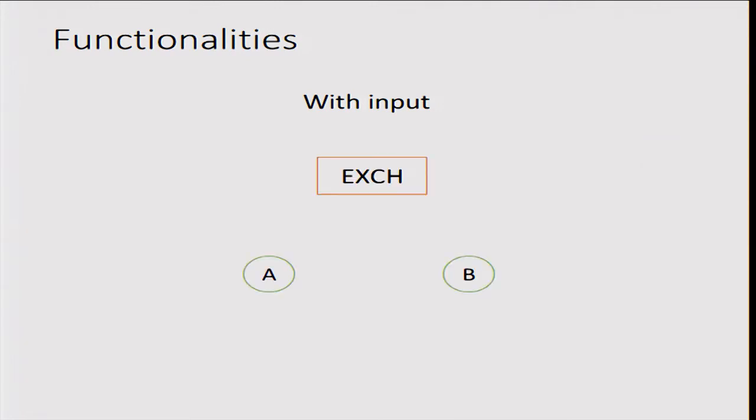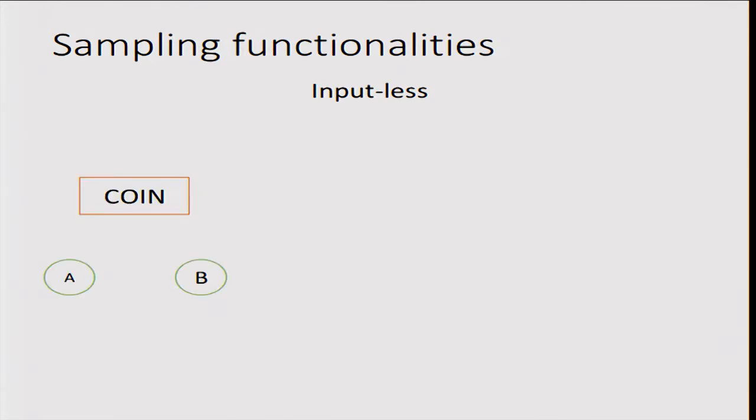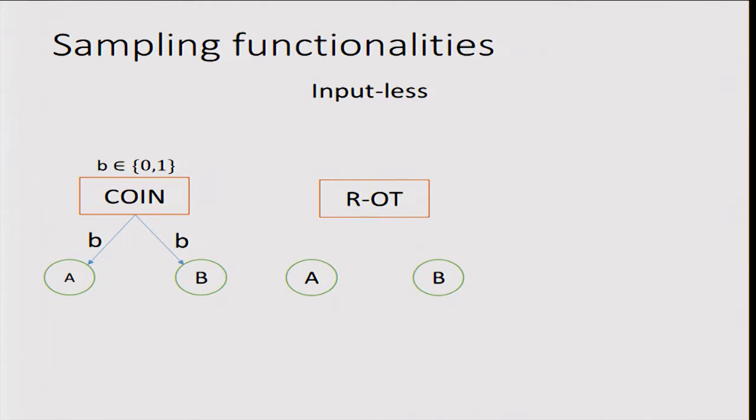Let us take a look at the functionalities we'll be dealing with. First, we have functionalities that take input. For example, the exchange functionality, which takes two inputs x and y, gives Alice's input to Bob and Bob's input to Alice. Then we have sampling functionalities, which do not take input, like the coin functionality, which flips a coin and gives the outcome to both Alice and Bob. We also have the randomized oblivious transfer functionality, which picks 3 bits at random, gives x0, x1 to Alice, and c and xc to Bob.